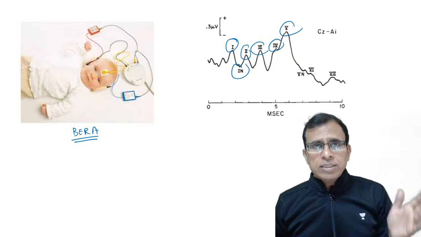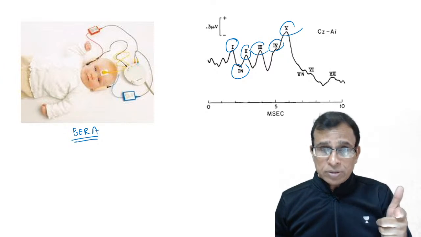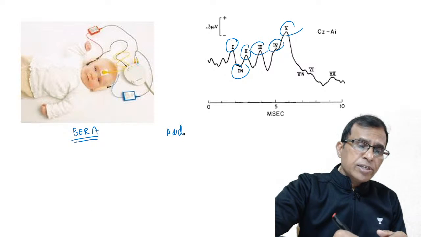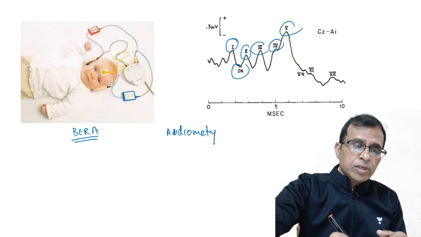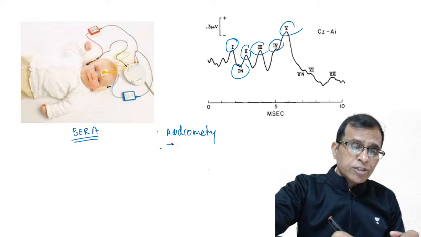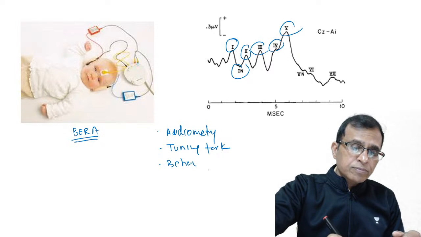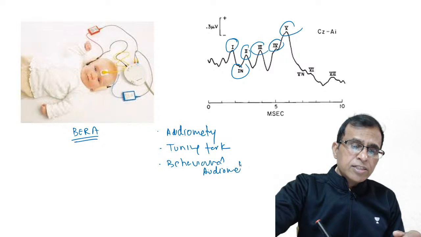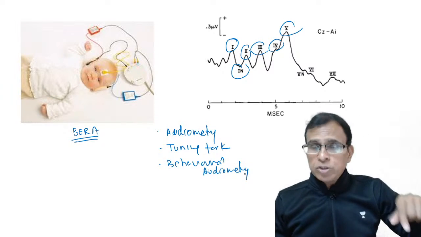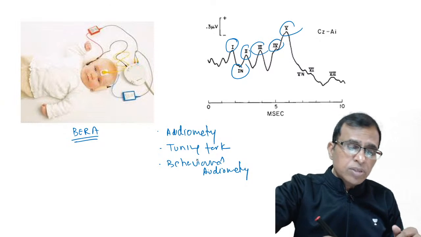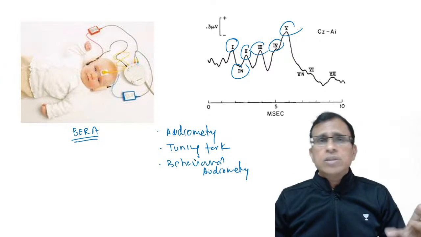So how do you know subjective or objective? In subjective, you have to ask the patient, and the patient has to respond, like in audiometry. Audiometry is subjective. We ask the patient, can you hear or not? Tuning fork is subjective. Again, you have to ask the patient. Behavioral audiometry, again, is for a smaller child, but not a newborn. A child of 3-4 years has to look. When the child hears the sound, the child will turn the head. So that's behavior.